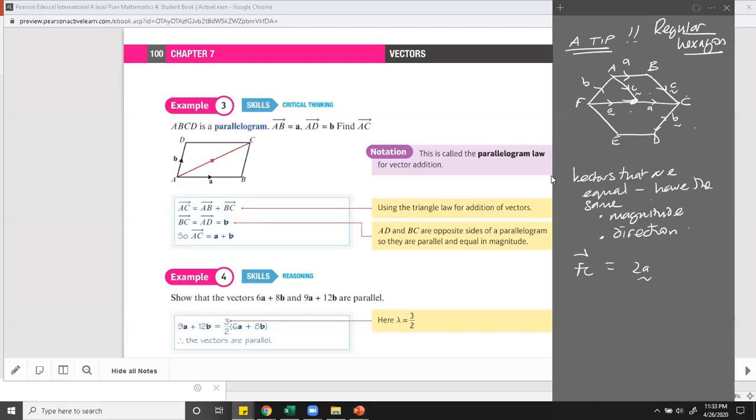FC is going to be FA plus AB plus BC, which is B plus A plus C. That's not very good, is it? But anyway, I'm sure you get the picture. So watch out for those because they can sometimes catch you. B plus A plus C, and you could write that A plus B plus C. So if this is C as well, it's because it's got the same magnitude and the same direction.